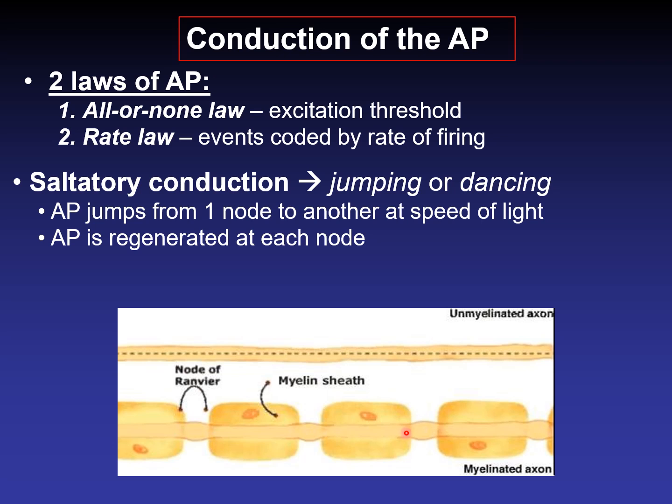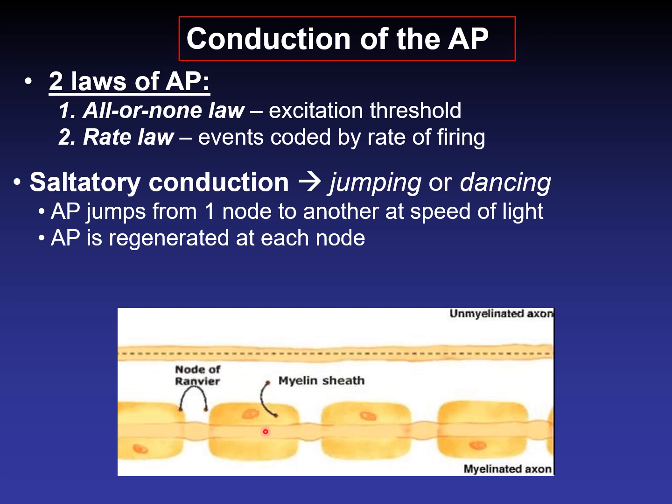By the way, there is a video on the learning management system in the course shell from which this still was taken, and I highly encourage you to watch that video maybe several times just to make sure you understand it. What the video will do is compare the conduction of an action potential in a myelinated neuron to the conduction of an action potential in an unmyelinated neuron. And one thing you'll see is that it's much faster in the myelinated neuron than it is in the unmyelinated one.